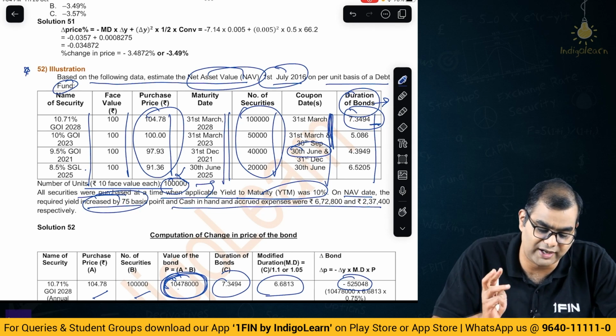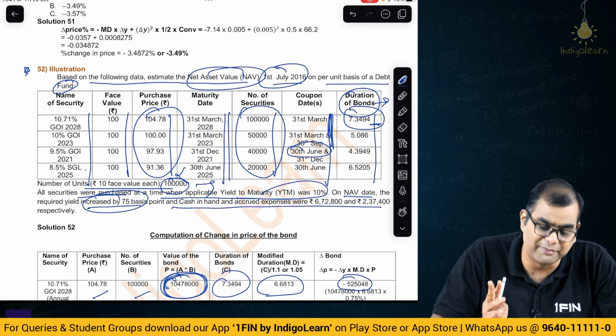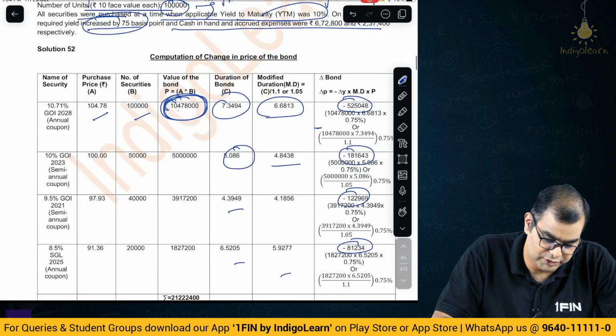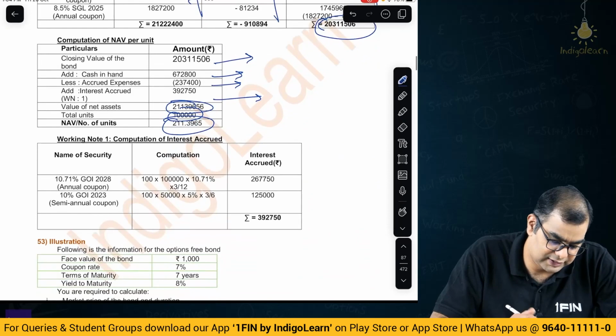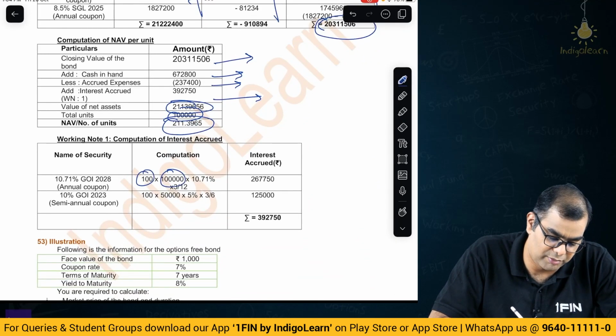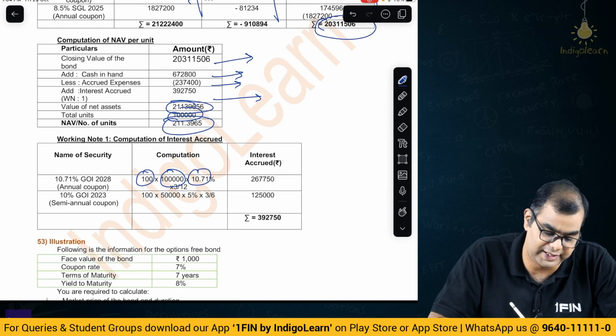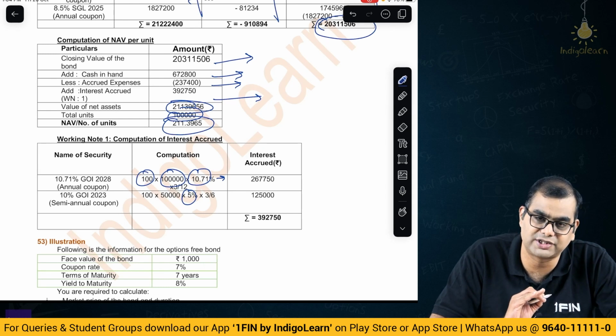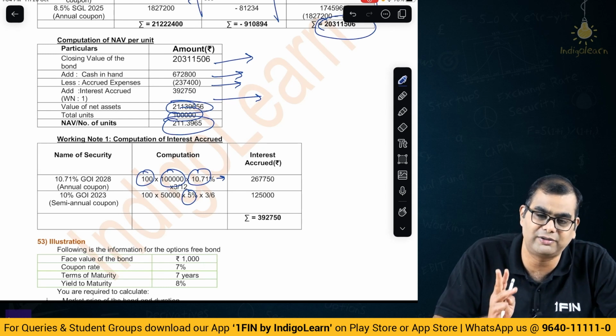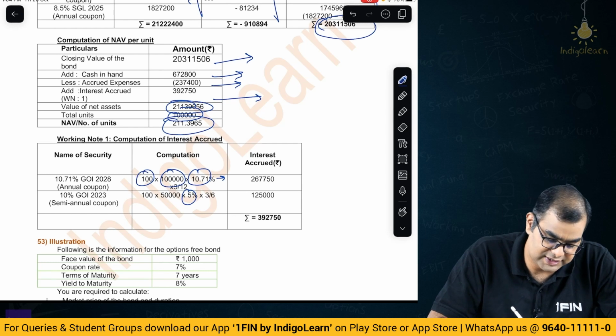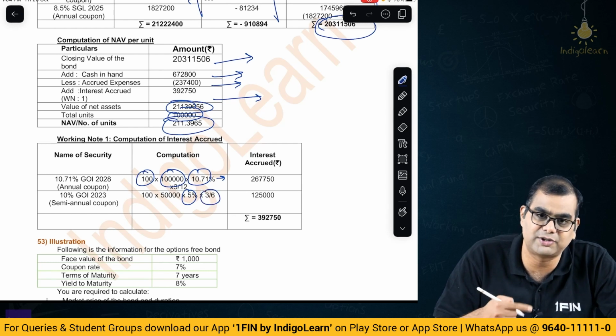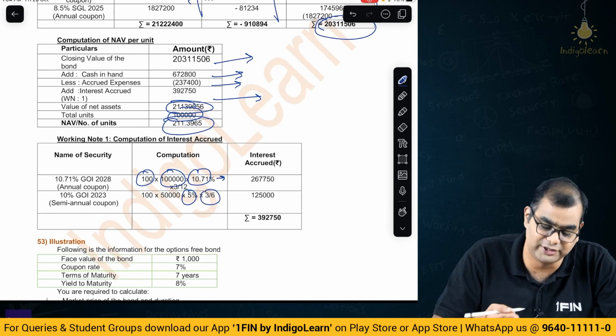For both of them, you have accrued interest for 3 months, April, May and June. So, you take the face value of the bond, the number of bonds, and 10.75% and 5%, which are the coupons. The first one is an annual coupon, so you don't adjust it for semi-annuality, and multiply by 3 by 12 because 3 months interest is pending. For the second case, you pay every 6 months, that is a semi-annual coupon, so you multiply by 3 by 6.